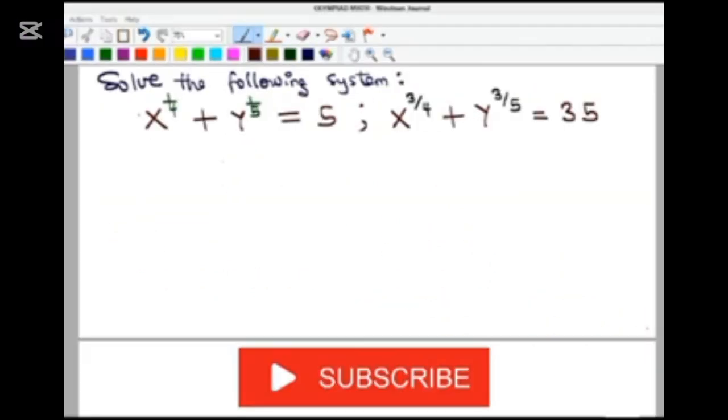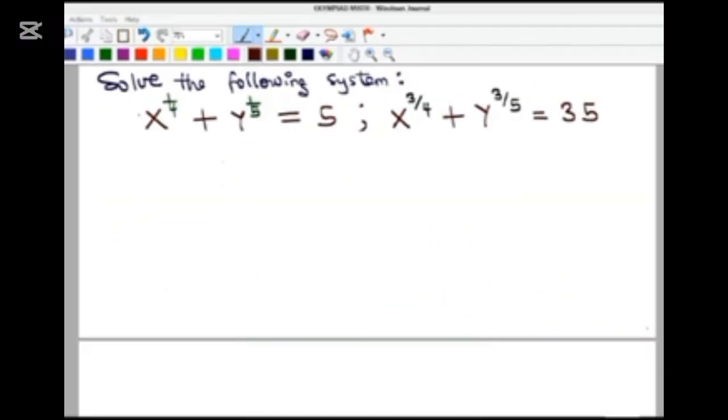It says that we should solve the following system. And you know, when you have a system, the implication is that you have at least more than one equation. Okay, and the first equation is here, x to the power of 1/4 plus y to the power of 1/5 is equal to 5. And then we have x to the power of 3/4 plus y to the power of 3/5 to be equal to 35. So we have two equations to solve right now.